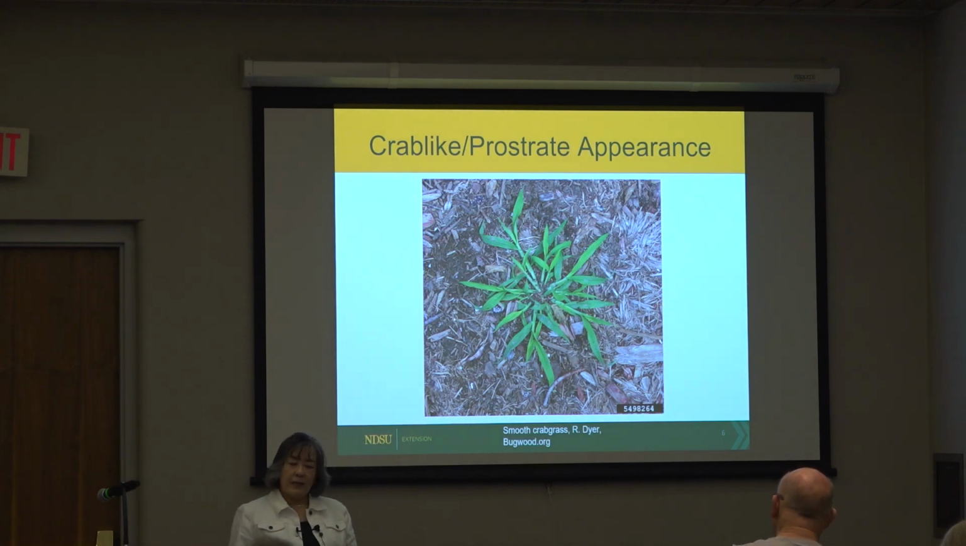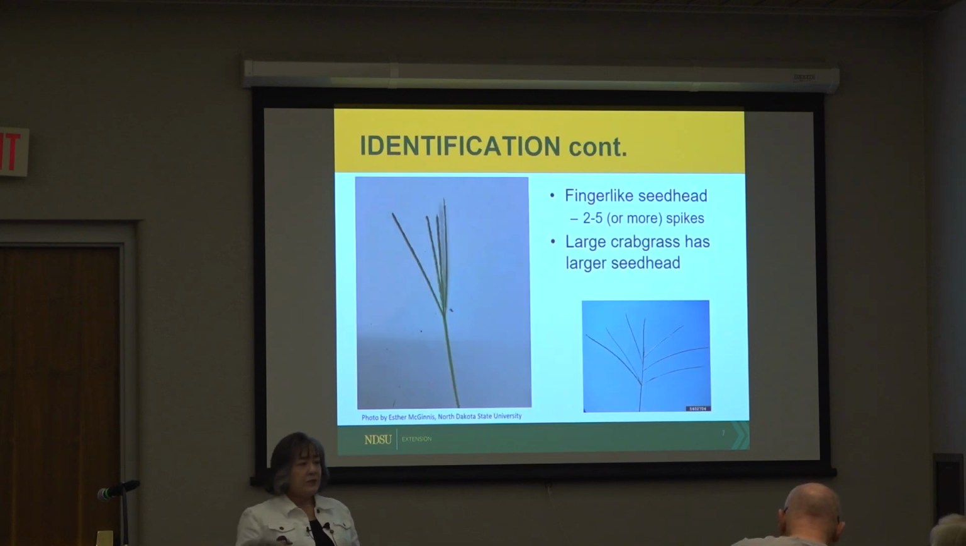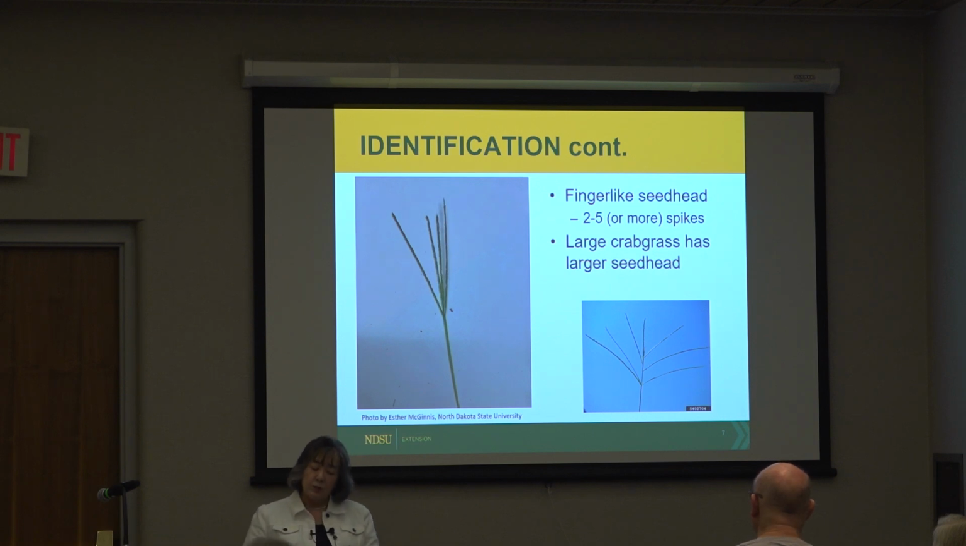So this is what it looks like when it's more established. This is why it's called crabgrass, because the tillers will lie flat on the ground, making it look like a crab. So we say it has a prostrate appearance. Now we just wish that crabgrass would crab walk its way out of our lawns, but it won't. Other ways to identify this is we would look at the seed head. It has a finger-like seed head with anywhere between 2 and 5 spikes coming off of it. And large crabgrass would have a larger seed head versus smooth crabgrass.